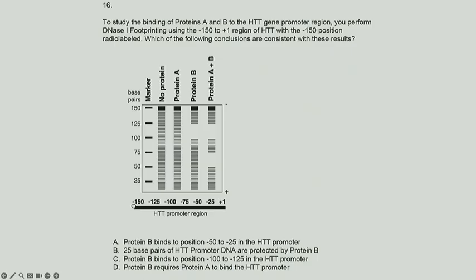Okay, so B does bind in position minus 50 to minus 25. How many base pairs of the promoter DNA are protected by protein B? 25, right? So the region between where that footprint is, from 100 to 125, 25 base pairs are protected. Protein B binds to position minus 100 to minus 125. That is not correct. There's no footprint on there for just protein B.